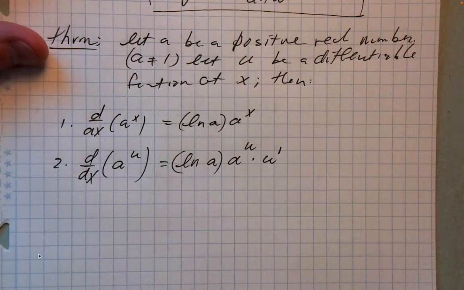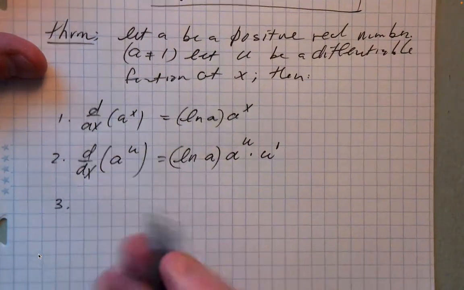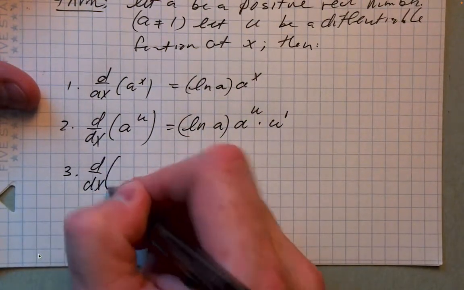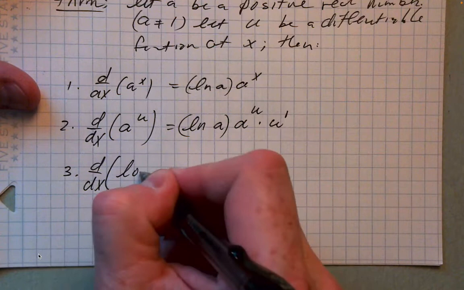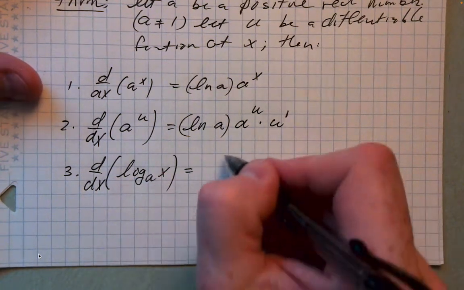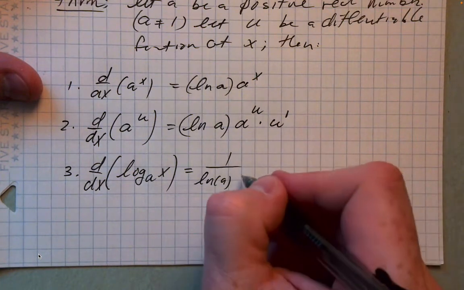Okay, so I have to differentiate u, so it's a chain rule. Two more here. What about the log base a of x? Derivative of log base a of x. Well, 1 over the natural log of a times x.